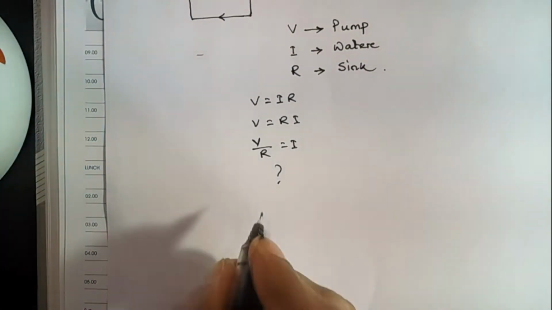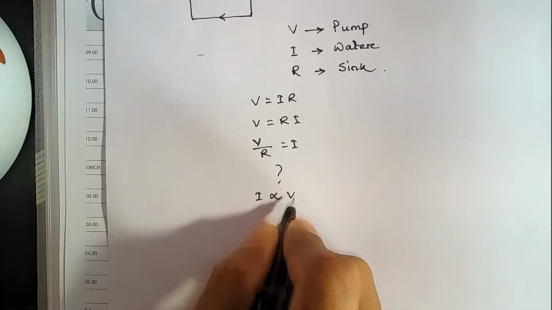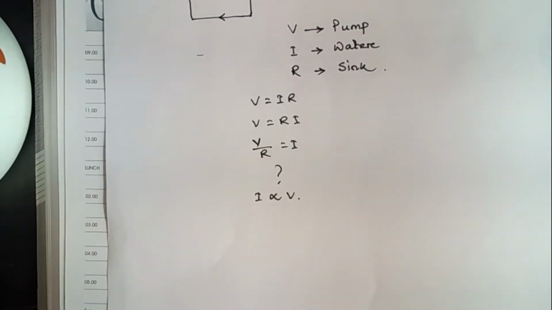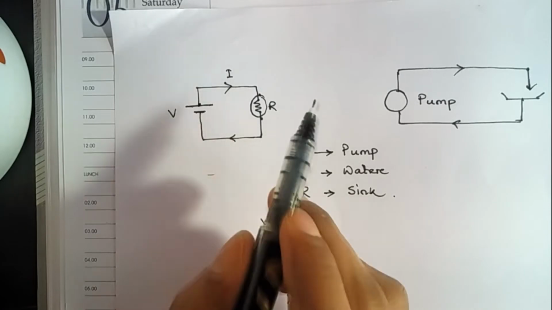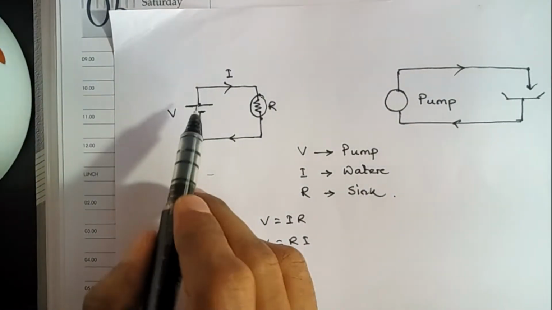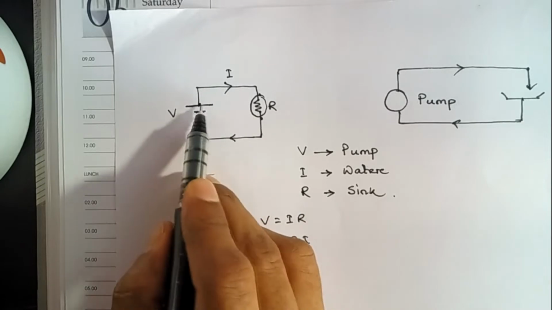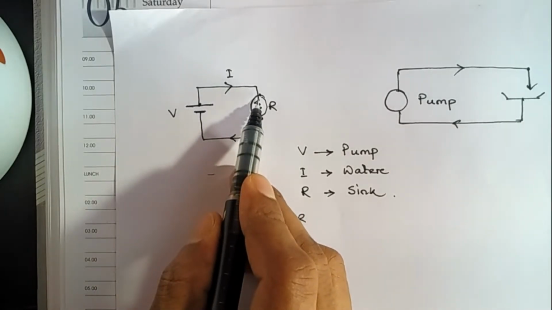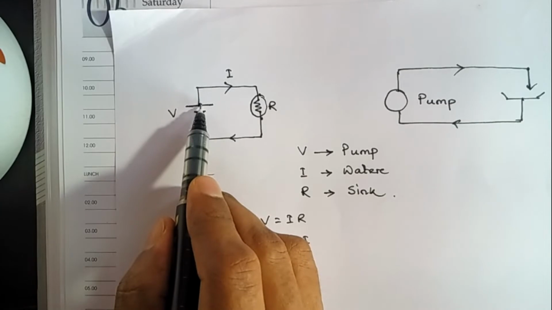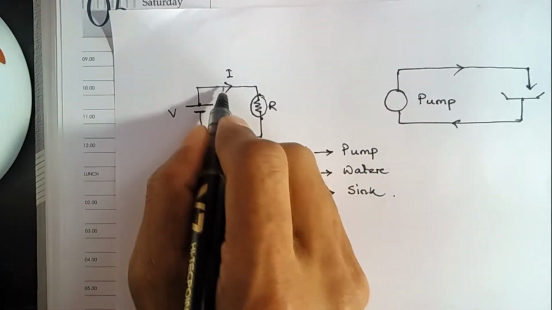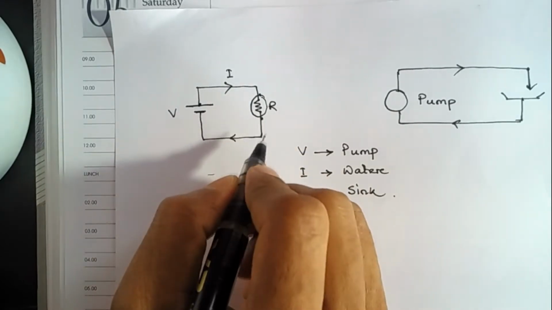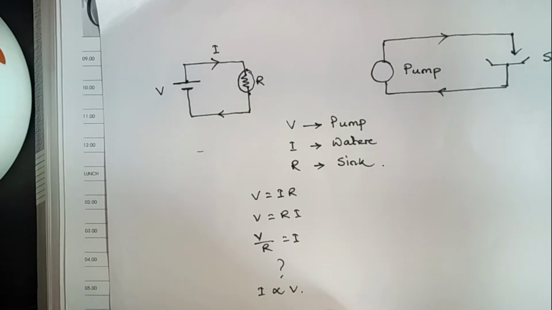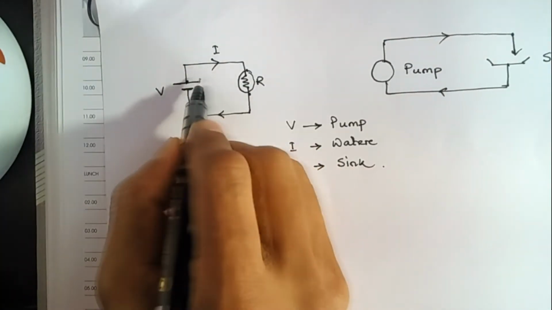Actually, Ohm's law is I proportional to V. Ohm's law states that the electric current flowing through a conductor is directly proportional to the potential difference across its end points. Like here, current flows through this way, and the current through this way is directly proportional to the potential difference between these 2 points.